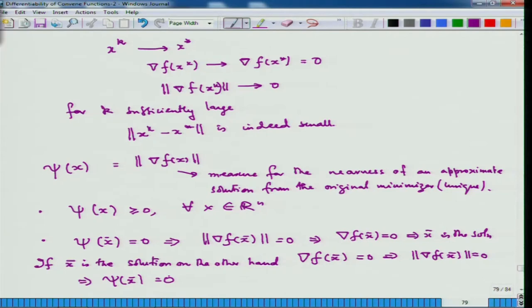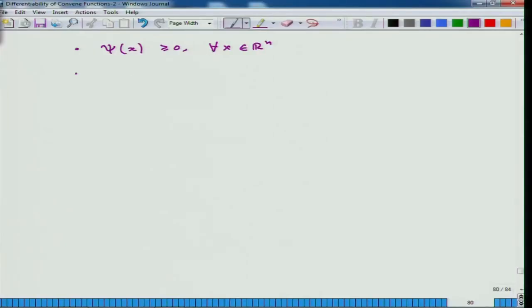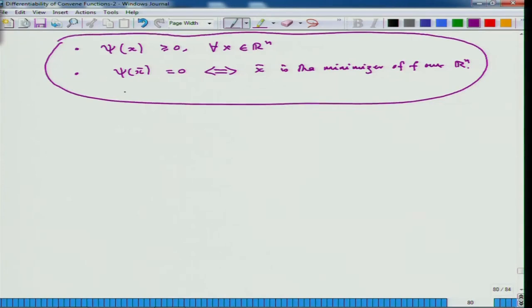So what are the properties that we have got? For phi, we have phi of x greater than or equal to 0 for all x in Rn, as well as phi of x bar equal to 0 if and only if x bar is a solution of the problem with f strongly convex, that is, x bar is the minimizer of f over Rn. Obviously, f is strongly convex, so it is the minimizer. Such a function, at least in this particular setting, which measures the distance from the original solution, is called a merit function or a gap function.